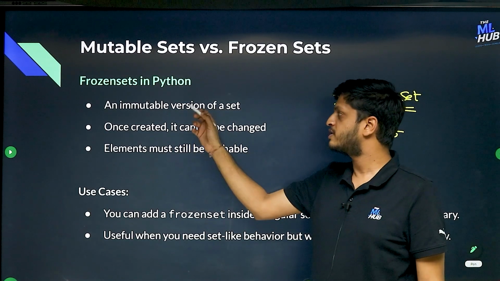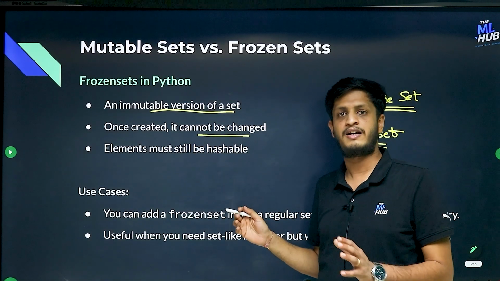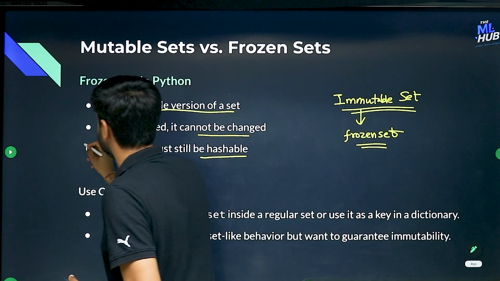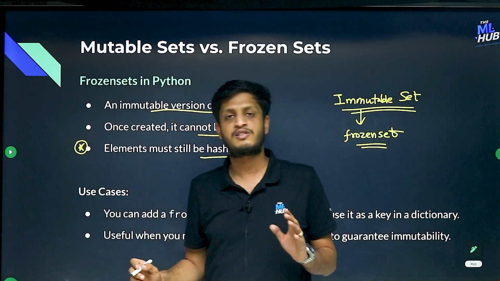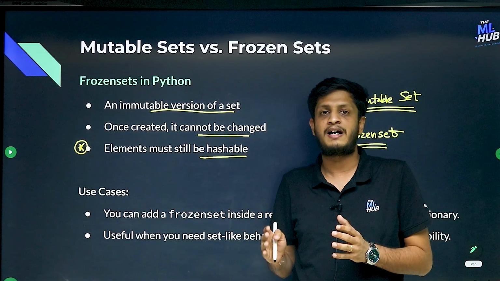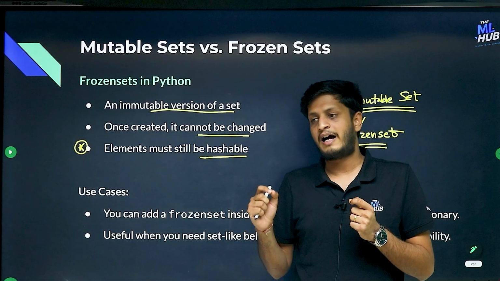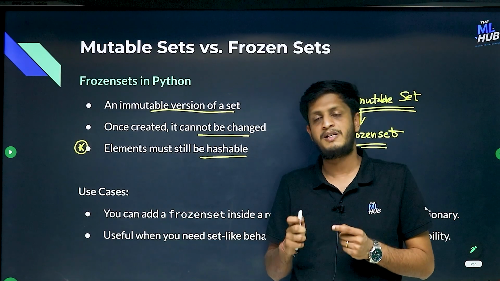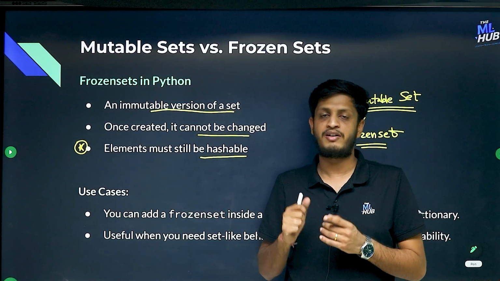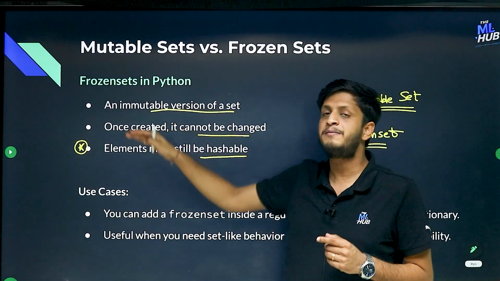Frozen sets, an immutable version of set. Once created, it cannot be changed. It is like a tuple. Elements must still be hashable. Even in a frozen set, elements must be hashable. The concept is the same. They must be immutable, which means you can only store tuples or strings or integer and floating point numbers. You can never store a list or a set inside a frozen set. But frozen sets themselves are immutable.